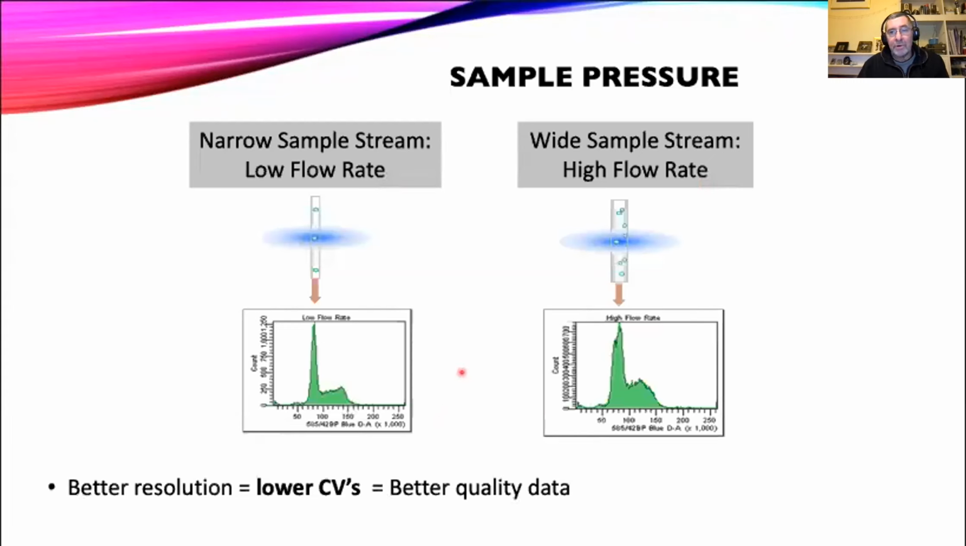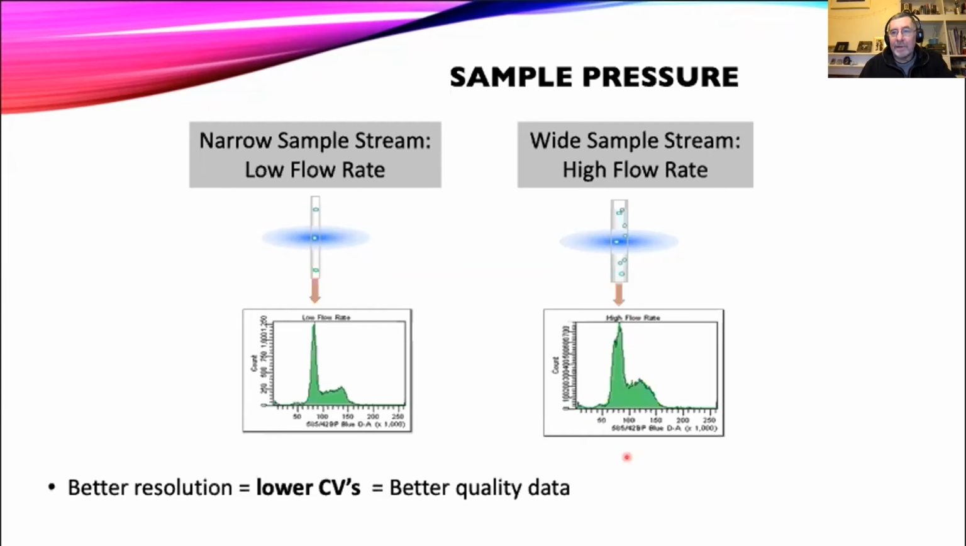If I'm on low sample pressure, my cells are being hydrodynamically focused, squeezed into quite a narrow core that goes through the same part of the laser beam each time. So I get a reasonably low CV. If I take exactly the same sample and change it to high flow rate, I get a wider core. So now there's more variation about where the cells go through the laser beam, and there's more chance of more than one cell being in the beam at once. So I've got a much worse DNA profile. It's the same sample, just because of what I've done on the flow cytometer.